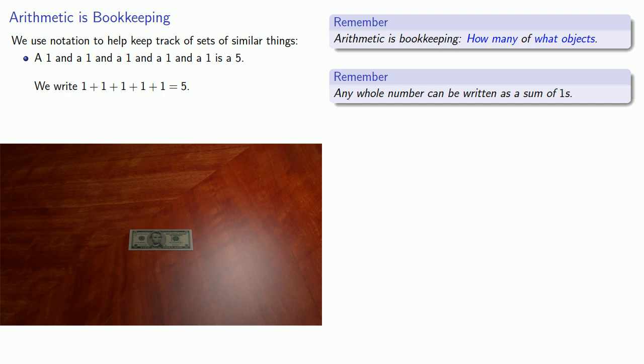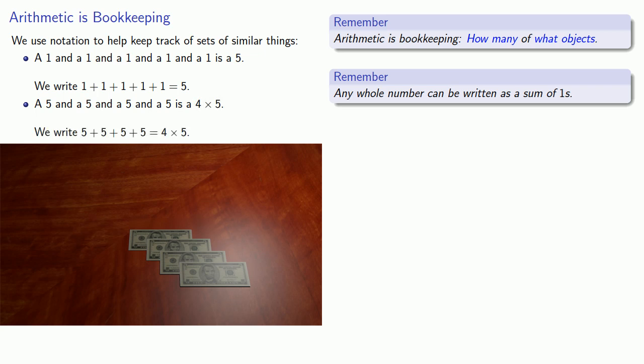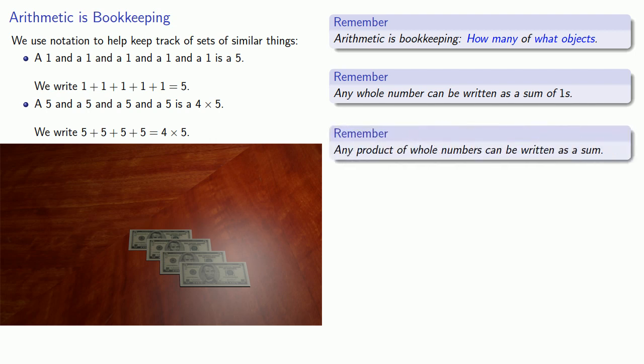Or we might also look at a bunch of fives. A 5 and a 5 and a 5 and a 5 is a... Well, arithmetic is bookkeeping. This is 4 fives, and we could write this as 4 times 5. And we could write 5 plus 5 plus 5 plus 5 equals 4 times 5. And again, this goes back to the basic idea that any product of whole numbers can be written as a sum.